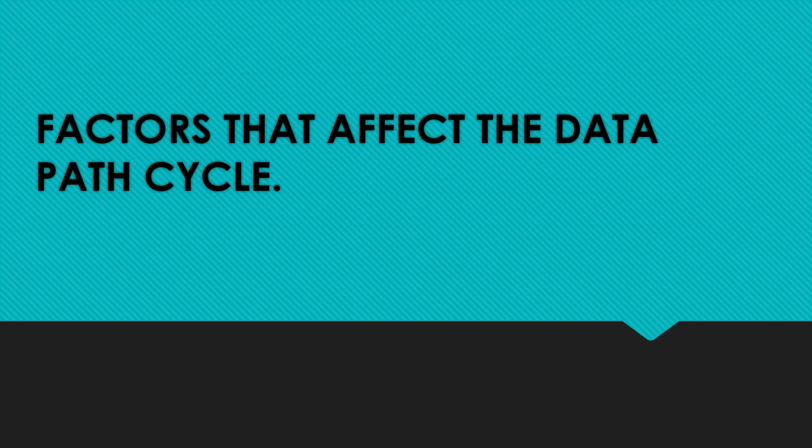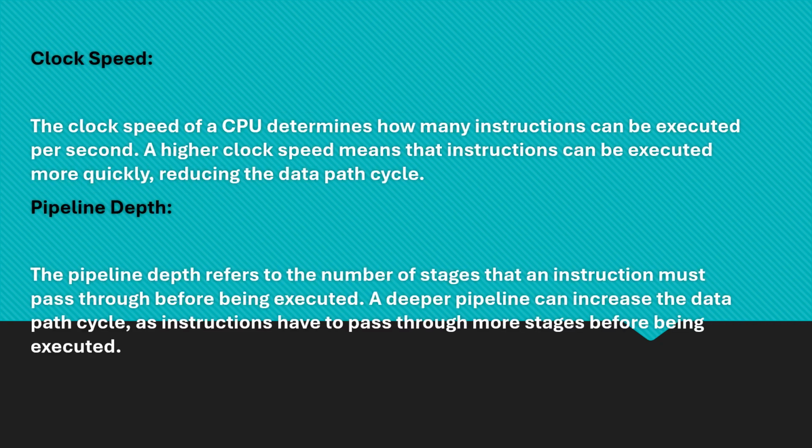Factors that affect data path cycle. Clock speed. The clock speed of a CPU determines how many instructions can be executed per second. Higher clock speed means that instructions can be executed more quickly, reducing the data path cycle.